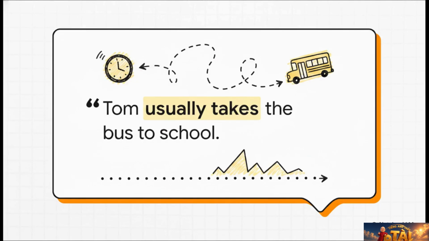Let's look at the first example here. The word usually sits securely before the ordinary verb takes. But in the second example, the word always waits politely after the to-be verb is. If you can master this positioning, your sentences are going to sound incredibly native.